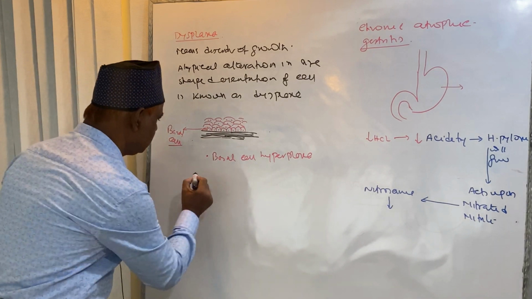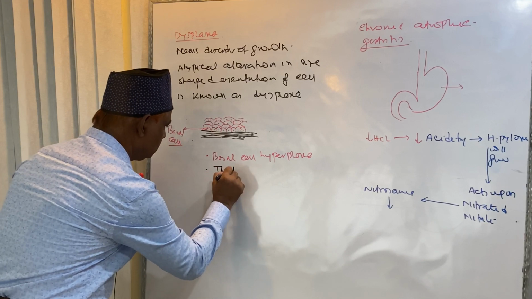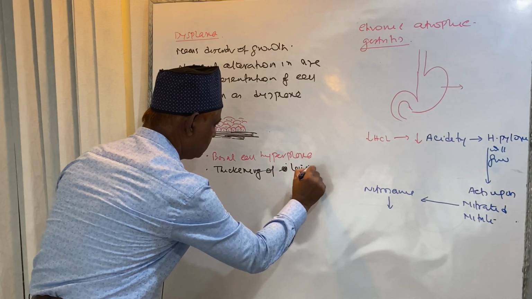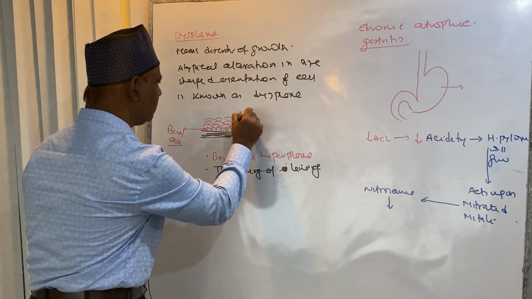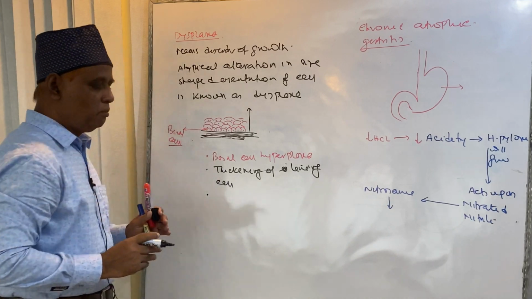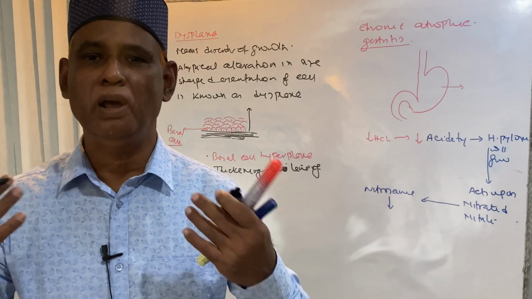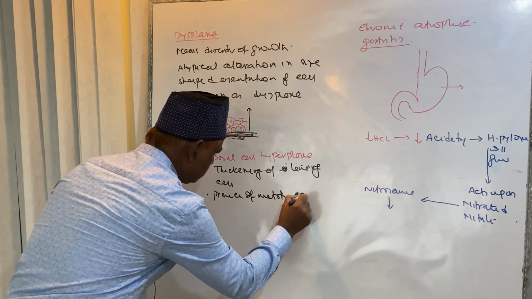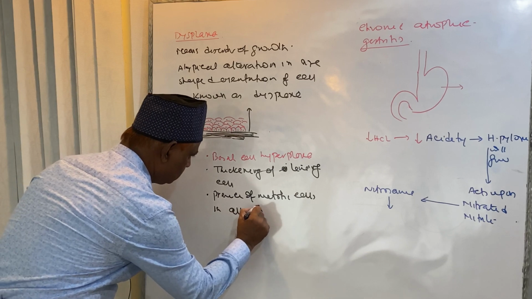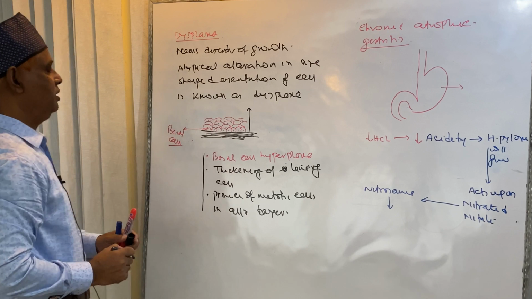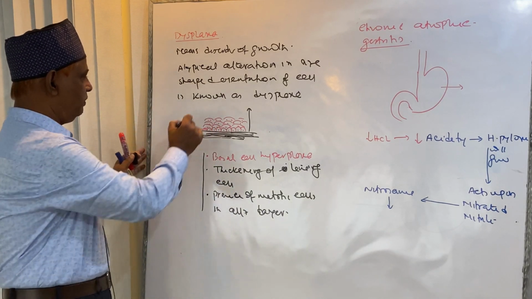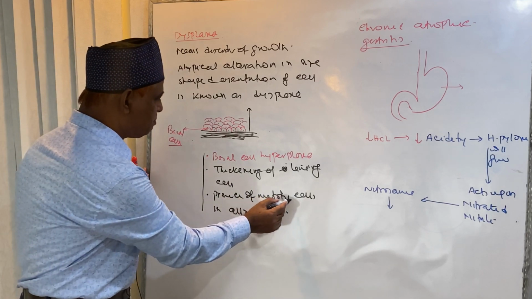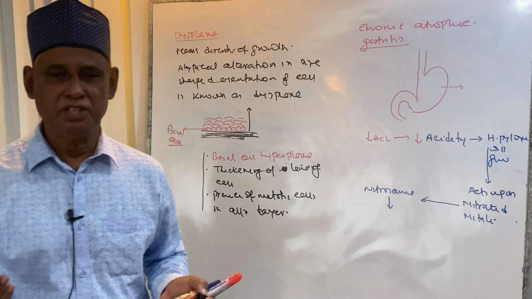Another is thickening of lining cells. There will be thickening of the lining cells. Another one is presence of mitotic cells in all layers. So these are the characteristics of dysplasia. Basal cell hyperplasia, there is acanthosis, or that is thickening of the epidermis, and presence of mitotic cells in all layers. This is the dysplastic change or dysplasia.